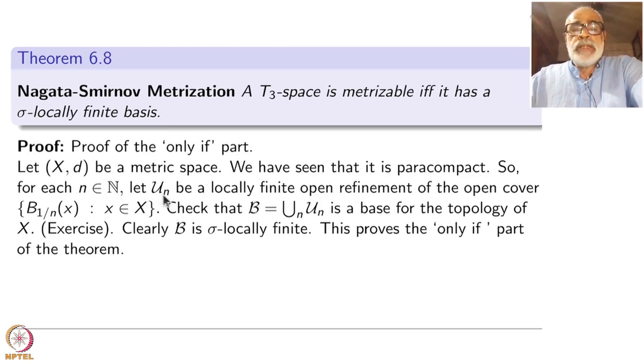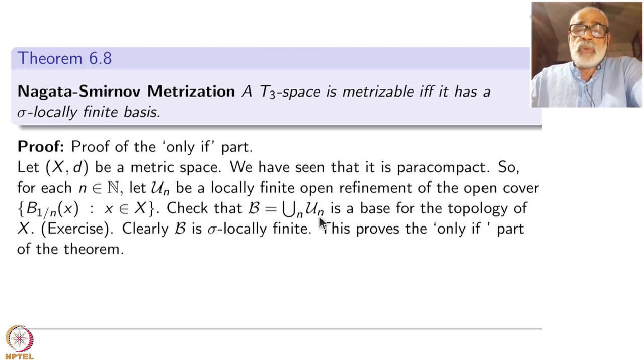So, for each n belonging to N, let Un be a locally finite open refinement of the open cover B(1/n, x), x belonging to X. Fix n, take B(1/n, x) as x ranges over X; this is a cover, an open cover for each n. So take Un to be a locally finite open refinement of this one. For each n, I have got a locally finite open refinement.